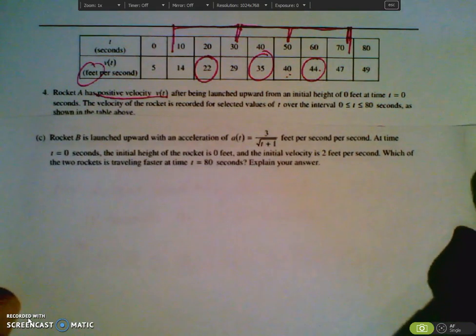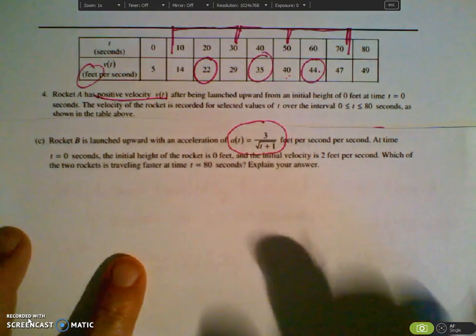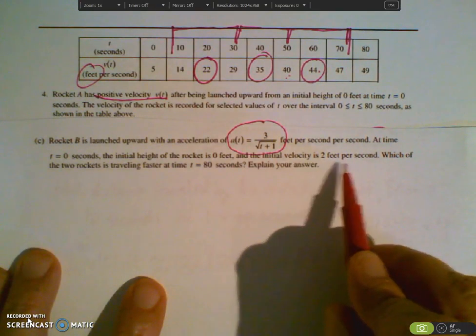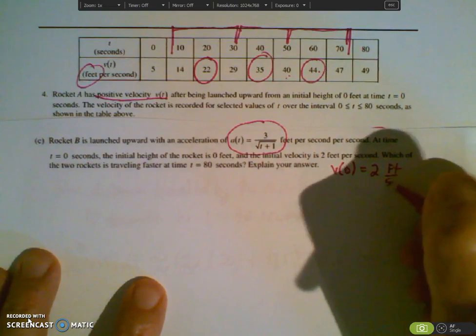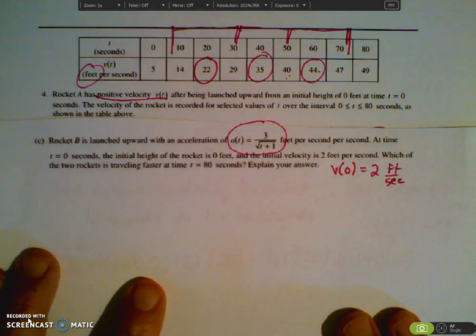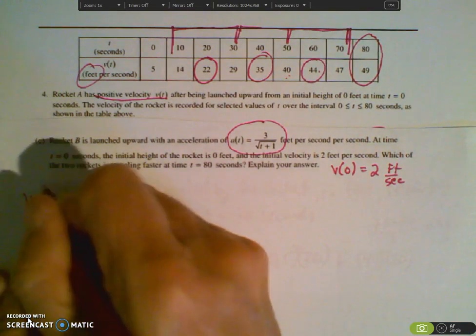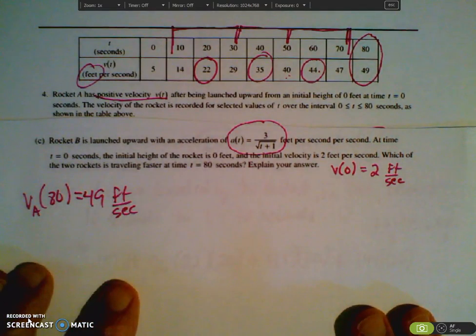In another part of this problem, rocket B shows up. Rocket B is launched upward with an acceleration given by this equation, measured in feet per second per second. At time t equals 0 seconds, the initial height of the rocket is 0 feet. Initial velocity is 2 feet per second. So initial velocity, that means time 0, is 2 feet per second. Which of the two rockets is traveling faster at time t equals 80 seconds? And explain your answer. Well, it's easy to figure out the velocity of rocket A. The velocity of rocket A at the time value of 80 seconds is 49 feet per second. To determine which rocket is traveling faster, I need to compare the velocities.